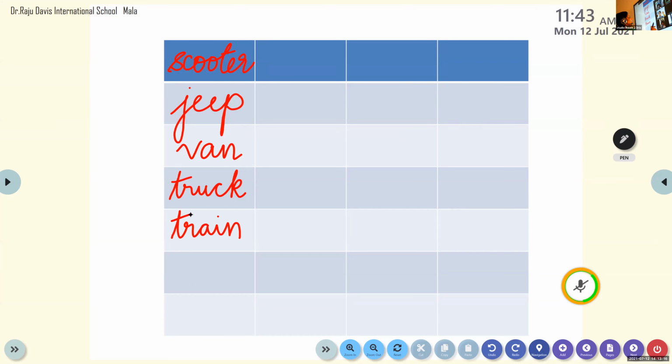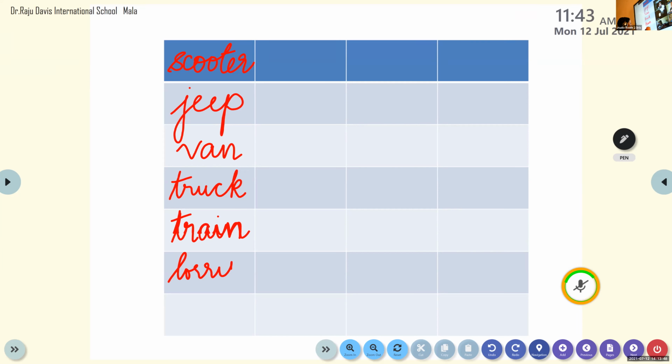Let me see who are willing. Rishan, do you want to say it? Muhammad Rishan? Yes, Rishan, come on. Lorry. Yes, lorry. L-O-R-R-Y. Lorry. Okay, lorry.